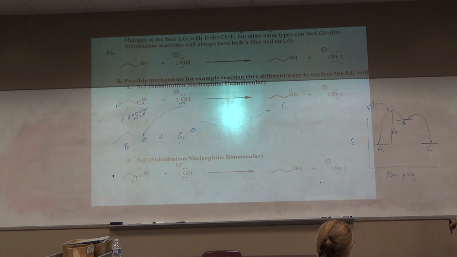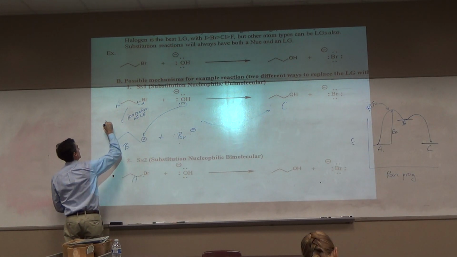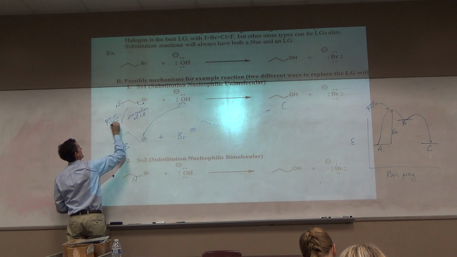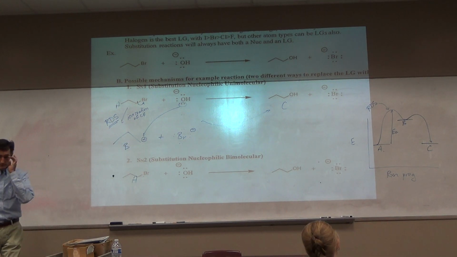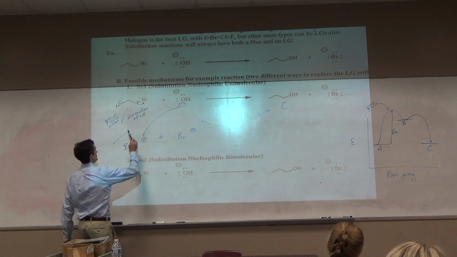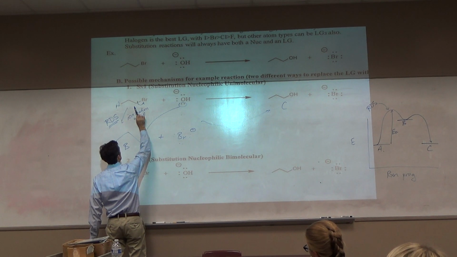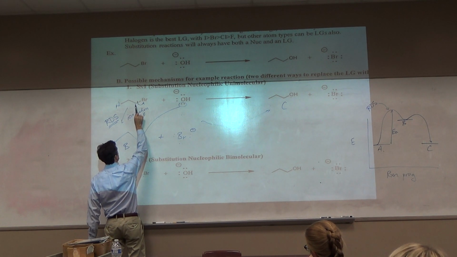Rate determining step should be formation of the cation. That will be the slow step. Hydroxide adding should be fast compared to the slow step. Of the 2 reactants, you've got the carbon with the leaving group, which could be called the electrophile.